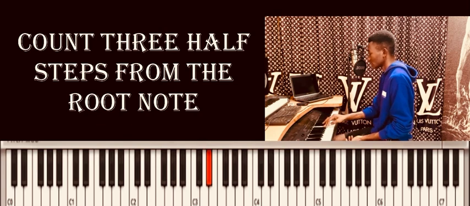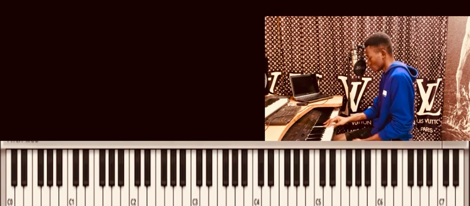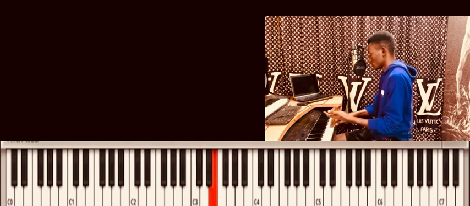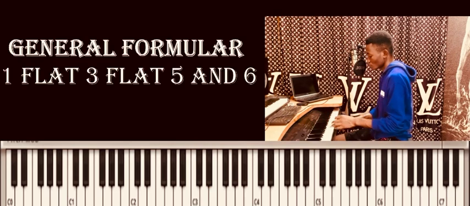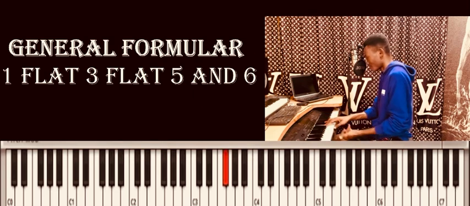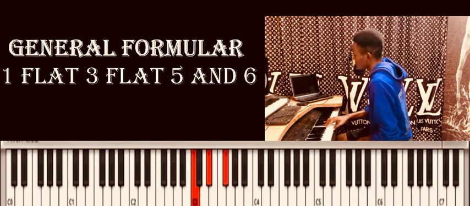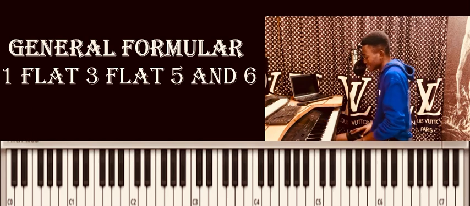Why am I calling this flat 3? Because when you are playing the major scale, 1, 2, 3, this is the major scale of C, this is the 3rd degree of the scale. So you flat it, it becomes flat 3. 1, 2, 3, 4, 5. This is 5. When you flat it, you have flat 5. So that's it. I hope you got that. Alright, so this is how to find the diminished chords of any key.